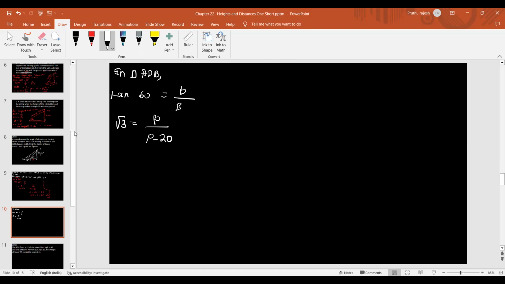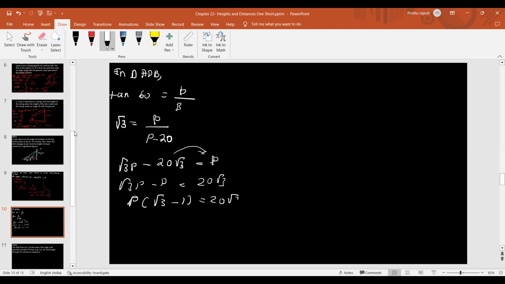So now root 3p minus 20 root 3 equals perpendicular, or AB, this base, sorry, no, perpendicular. So we have to find out. We push this 20 to this side. So root 3 p minus p equals 20 root 3. So I take p common. p times root 3 minus 1 equals 20 root 3.